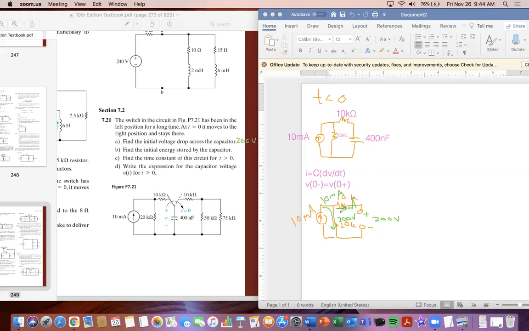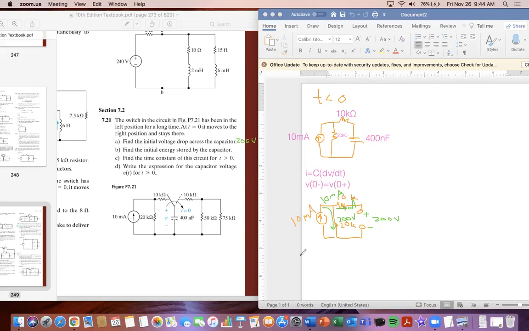Reason being is because all the current goes through the 20K and none of the current goes through this 10K since it's an open circuit. So therefore, the entire voltage drop must also be across the capacitor on this side. And so what's the initial energy stored by the capacitor?